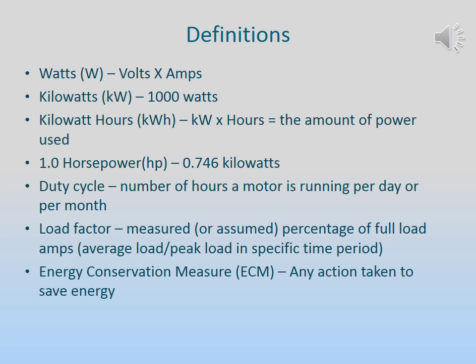On our electric bills, we are billed for the kilowatt hours we use. Kilowatt hours, or kWh: kilowatts multiplied by hours equals the amount of energy we are using in kilowatt hours. 1 horsepower, or HP, equals 746 watts, or 0.746 kilowatts. Recognize that there is a relationship between horsepower and kilowatt that we need to understand.